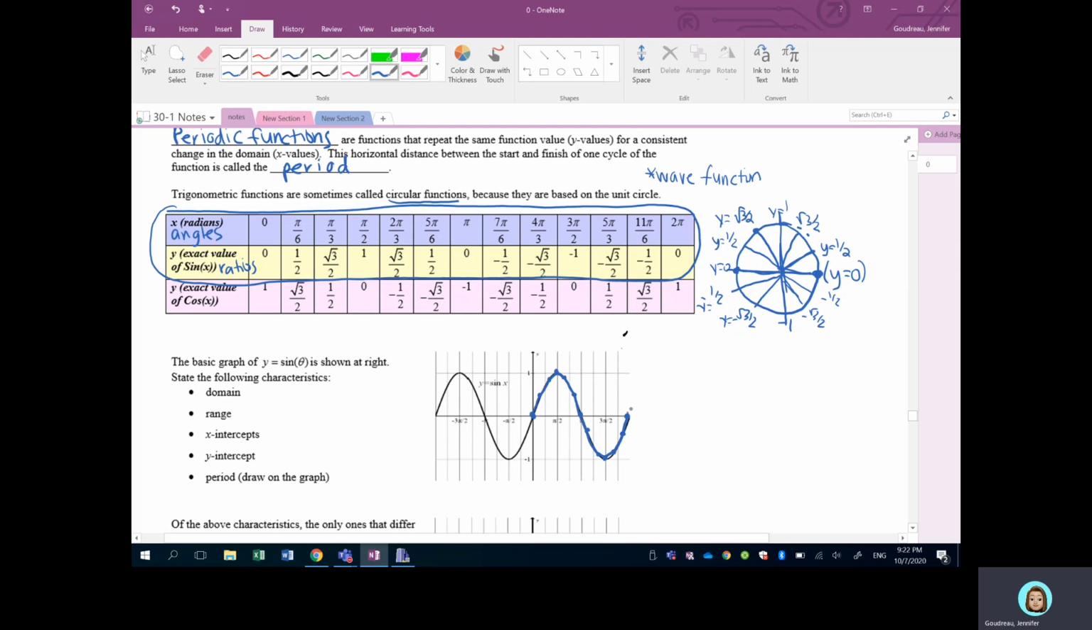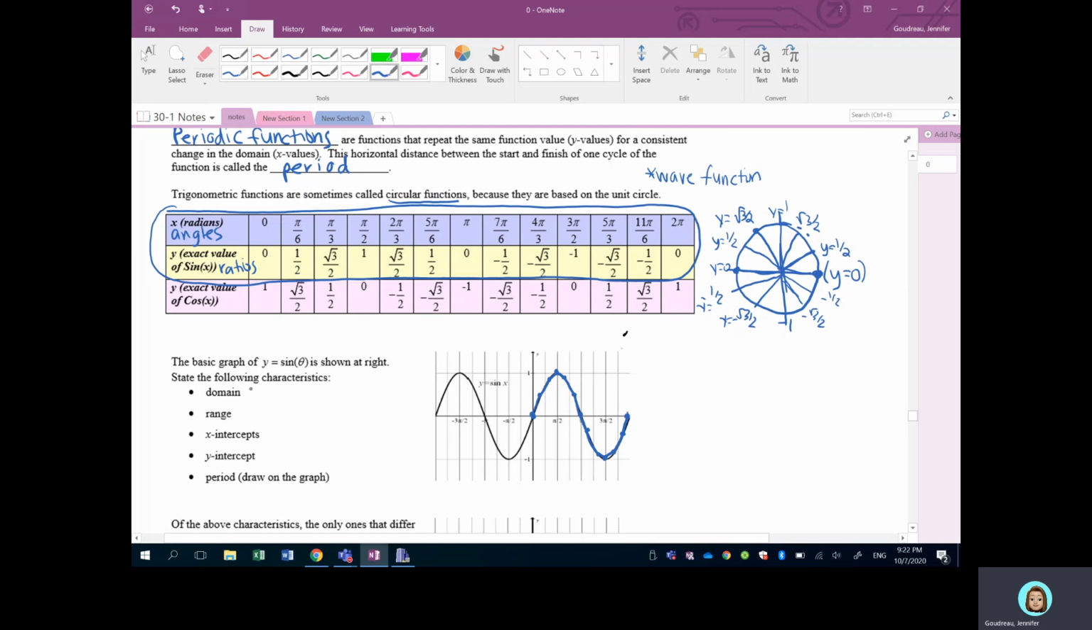How do I know that's one cycle? We went once around the unit circle. If we went again around the unit circle, it would just create that same pattern again. So this right here represents one cycle, this in blue, of sine. So let's talk about the characteristics of that graph.